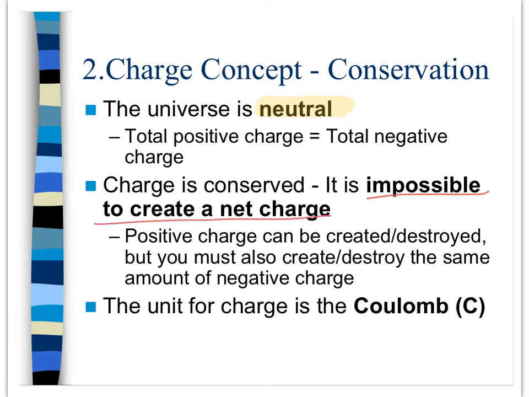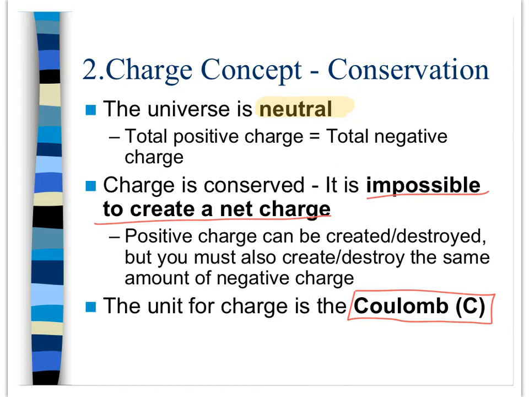There will be some circumstances, and this mainly happens with nuclear reactions, where positive charges are created or destroyed. But what ends up happening is in that process, the same amount of negative charge is also created or destroyed. And that means that overall there's no net change in the charge. One other thing that we should point out here is that the unit for charge is the coulomb, named after a gentleman that came up with the law for the force between charged objects, Coulomb's law, which we'll talk about a little bit later on. But the unit is going to be a coulomb.